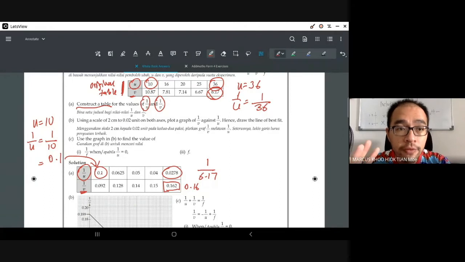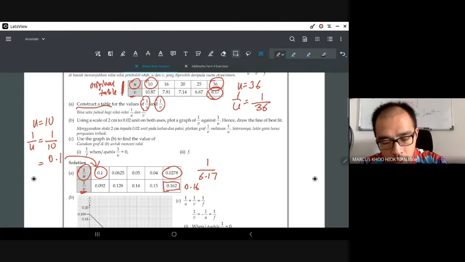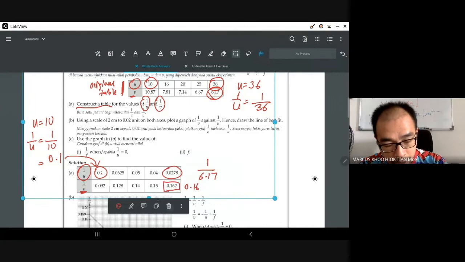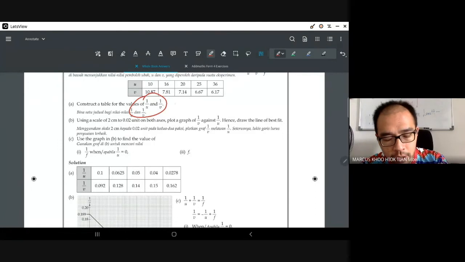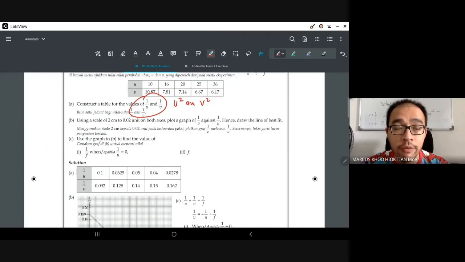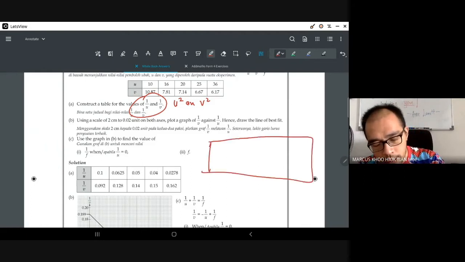So the first question usually they will ask you to construct a table. You make a new table depending on what graph they want you to draw. What if they say construct a table for the values of u squared and v squared? Then you cannot do 1 over u, right? You have to use u squared and v squared, so you make a new table. So, u squared, v squared.